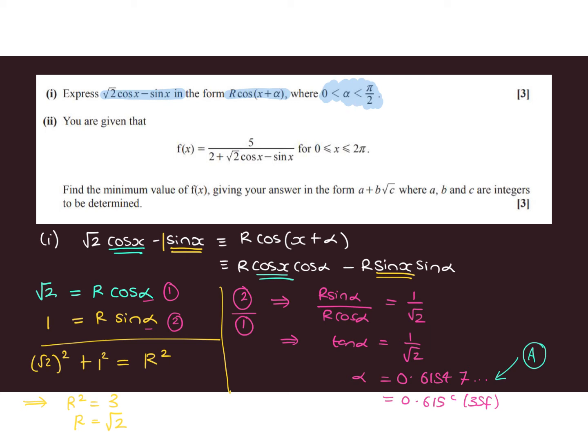So I've run out of space at the bottom of my page here, but ultimately we have found that root 2 cos x minus sine x can be expressed in the form root 3 cos(x plus 0.615 radians), where the angle has been rounded to 3 significant figures.